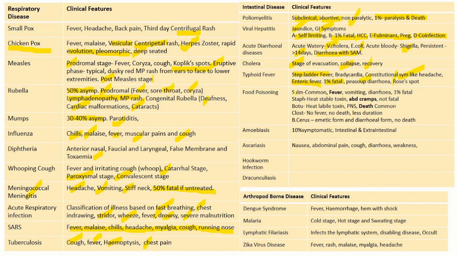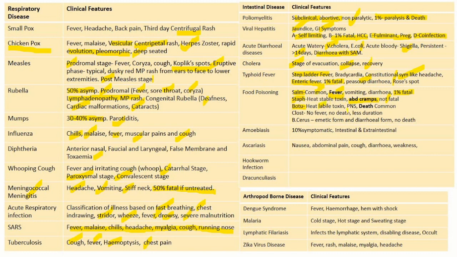Food poisoning: Salmonella is the common type associated with fever. This is the only type that is associated with fever. Vomiting and diarrhea will be common in poisoning cases. It is about 1% fatal. Staphylococcus has a heat stable toxin, so even with heating we cannot eliminate this. It is always associated with abdominal cramps, but it is not fatal. Botulism is a heat labile toxin, so with heating it will be destroyed.